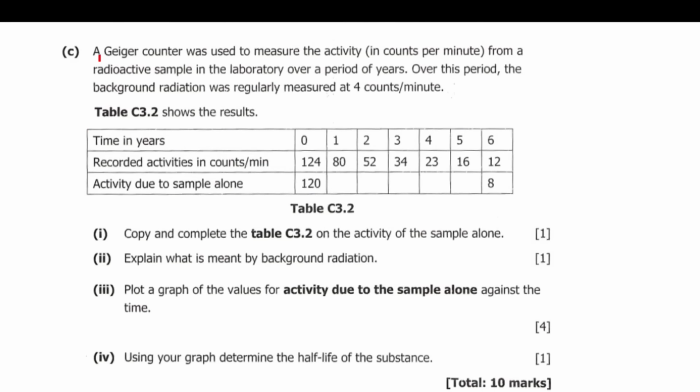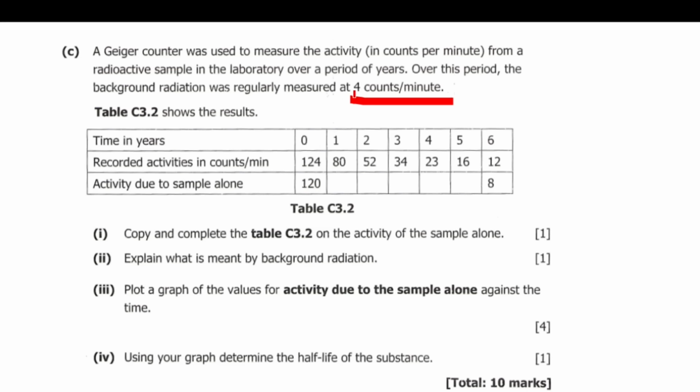Okay, let's continue. Then here they're saying C, a Geiger counter was used to measure the activity in counts per second from a radioactive sample in the laboratory over a period of years. Over this period, the background radiation was regularly measured at 4 counts per second. So there was background radiation. So time in years 0, 1, 2, 3, 4, 5, 6. All right, then they are saying recorded activity in counts was this. Then the activity due to the sample alone, this. So they had to subtract this background radiation to get this. So 124 minus 4.